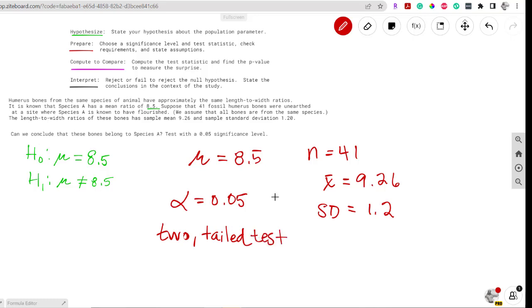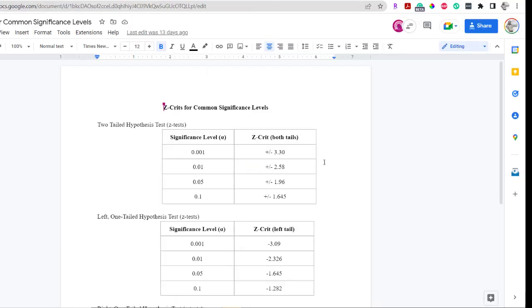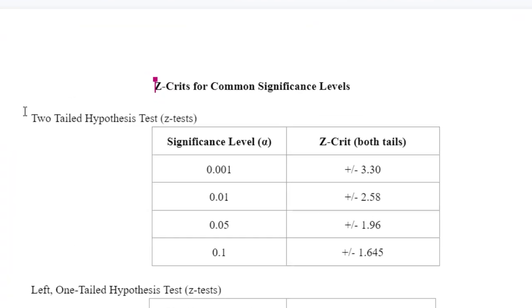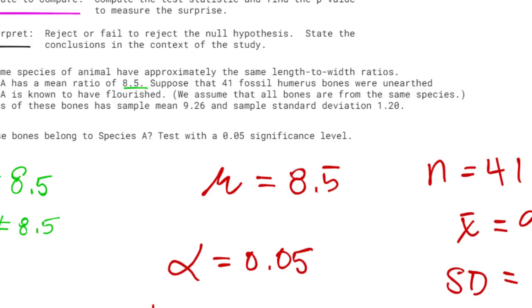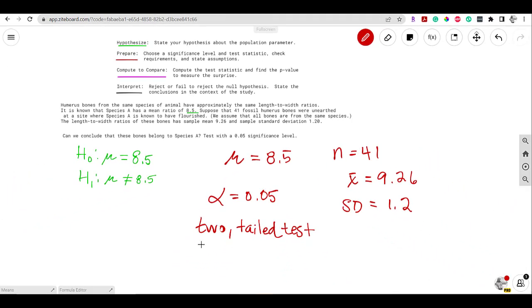Okay, so for a two-tailed test at a 5% alpha, I can go up to my common significance levels. As a reminder, a link to this graph is in the description box below, and I can go to two-tailed z-test. 0.05 is going to give me plus or minus 1.96. So my ZCrit is going to be either positive or negative 1.96.